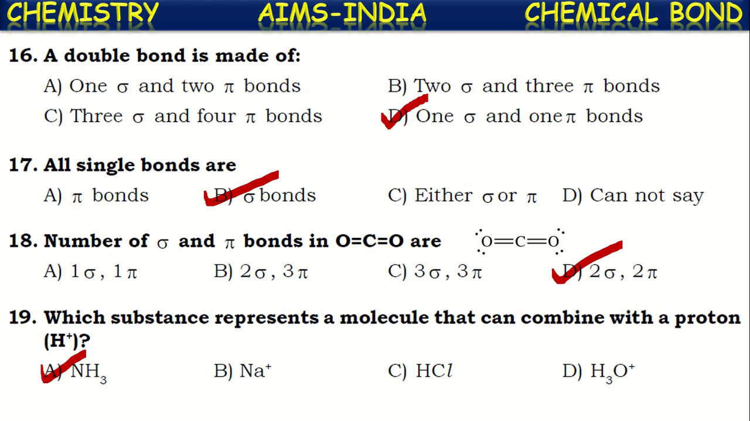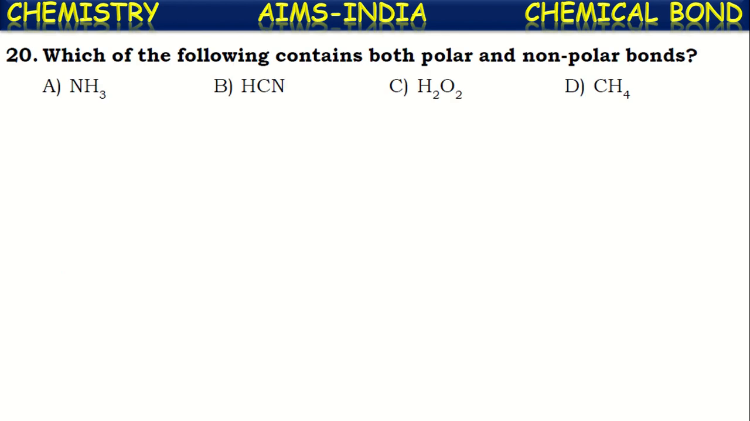Okay, next, which of the following contains both polar and non-polar bonds? So if the bond is formed between two similar atoms, or atoms with zero electronegativity difference, then the bond will be a non-polar bond. If the bond is formed between two different atoms, or atoms with different electronegativities, it results in the formation of a polar covalent bond. Now if you see in the ammonia molecule, all the bonds are between different atoms.